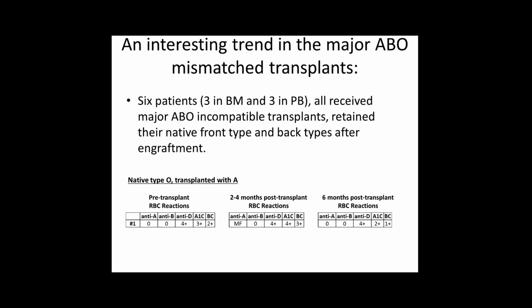And then 6 patients in the major ABO mismatched group, 3 in the bone marrow group, 3 in the peripheral blood group. They all received major ABO incompatible transplants. They actually retained their native front and back type throughout, even after they were engrafted. So if they were native ABO blood group O, with no A or B antigen on their surface, anti-A and anti-B in their back type, fully engrafted, doing well, post-transplant at 6 months, they were still expressing the same front and back type as they were pre-transplant.